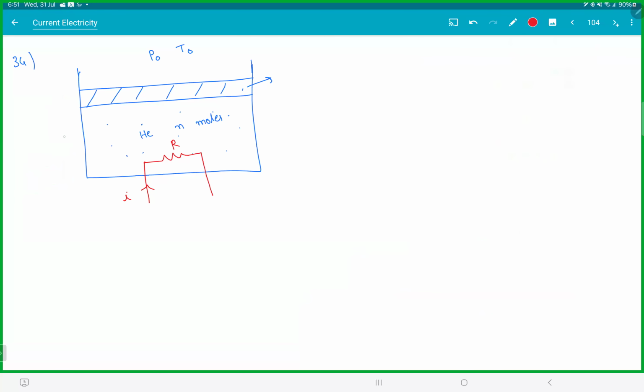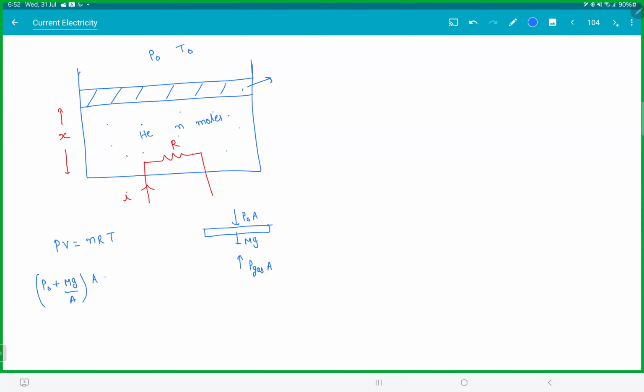So let this distance be x. At any instant, if you apply PV = nRT, now if you look at the piston here, from outside you're pushing P naught into area. This is mg. This is P gas into area. So this will be P naught plus mg by area.